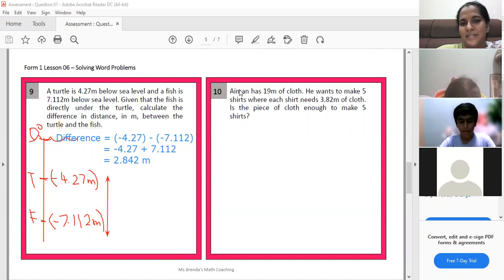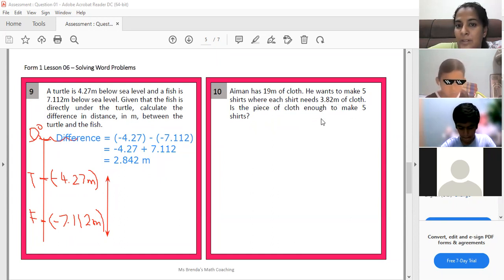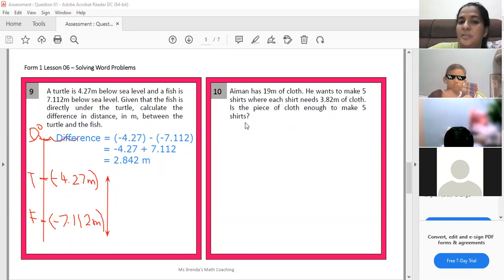Aiman, you all are very interested in shares. Never mind. Number 10. Aiman has 19 meters of cloth. He wants to make 5 shirts where each shirt needs 3.82 meters of cloth. Now, is the piece of cloth enough to make 5 shirts? Now, is it enough, guys? You need to work out your calculation.